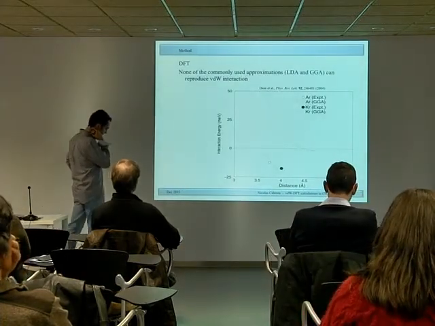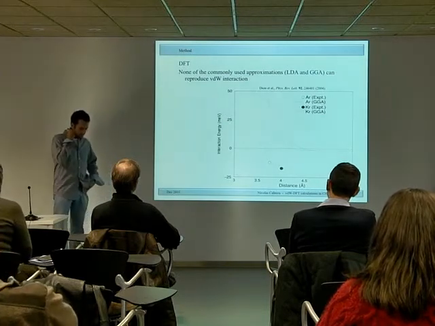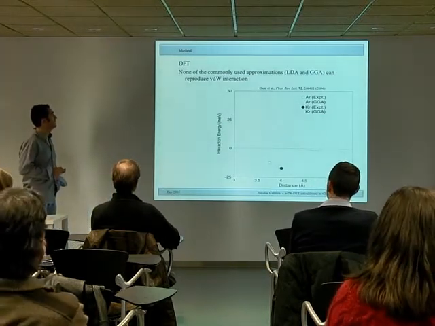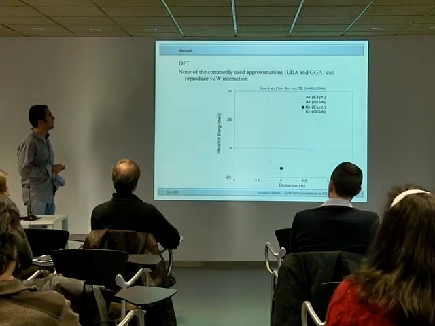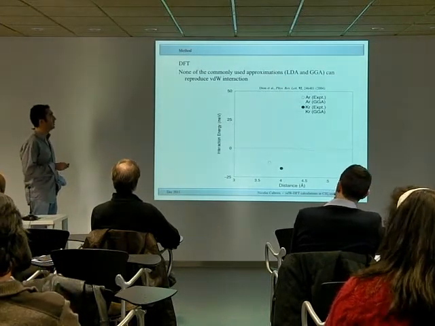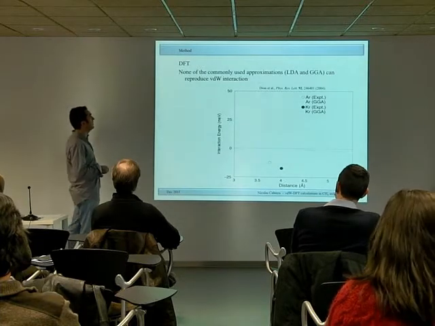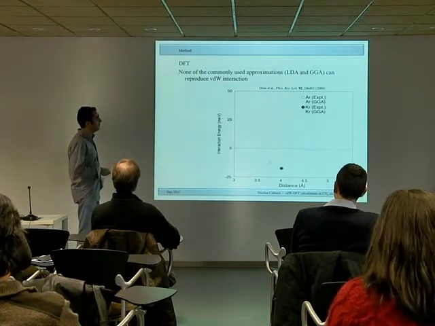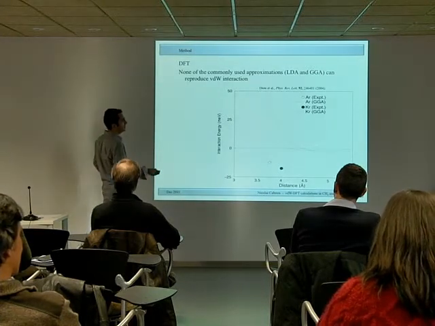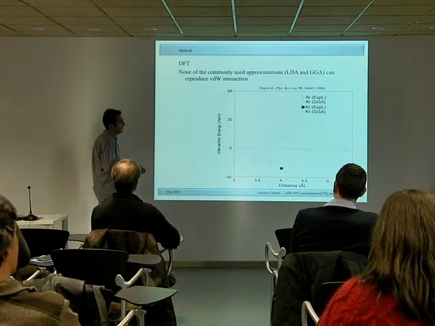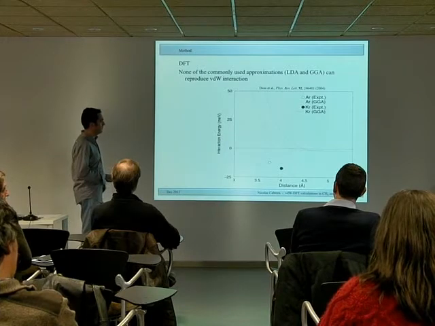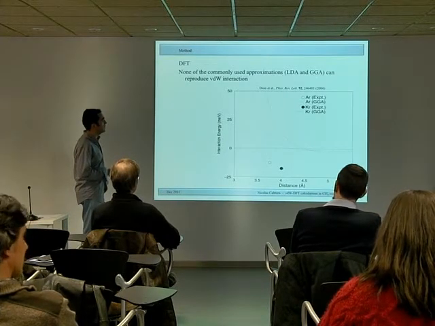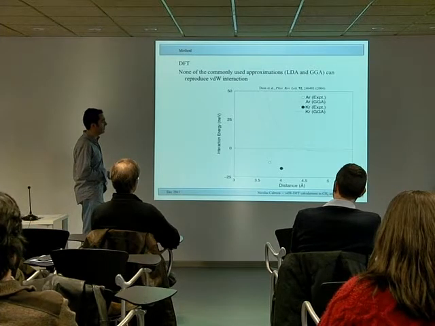van der Waals cannot be explained with the most extended approximations of the DFT, like the local density approximation, LDA, or the generalized gradient approximation, GGA. And here we have an example. This is a dimer of argon, and we can see that with the generalized gradient approximation, we are very far from the experiment. Indeed, according to this approximation, the dimer of argon doesn't bind.